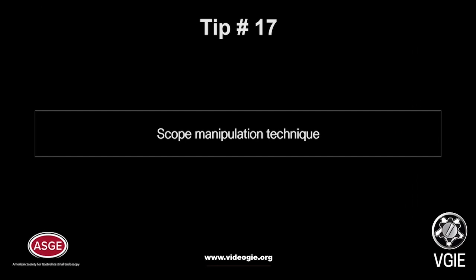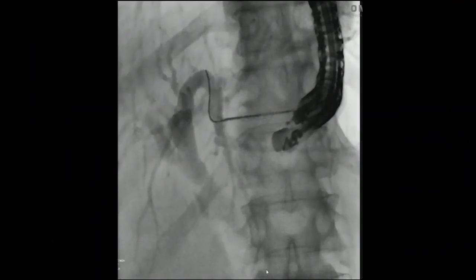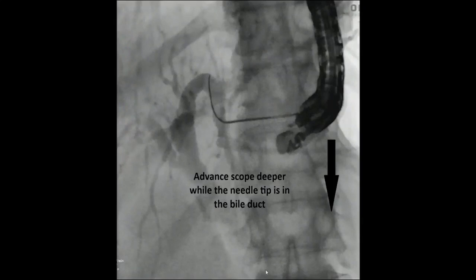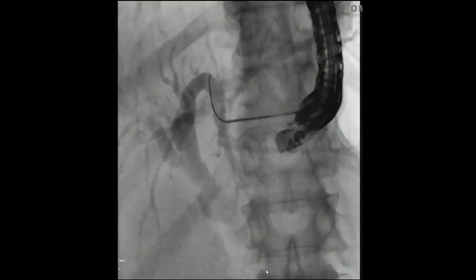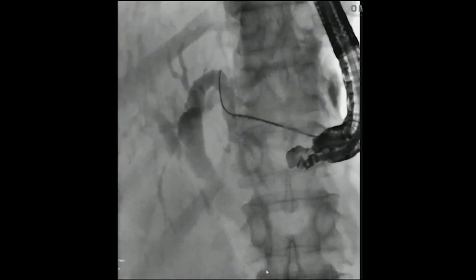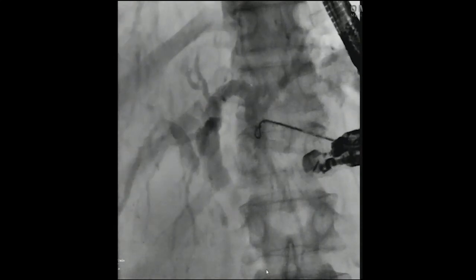Scope manipulation. In this case, despite getting the wire to turn towards the hilum, it could not be advanced. In such cases, while leaving the needle tip in the bile duct, the scope can gently be advanced deeper while turning the big wheel up. This changes the orientation of the needle and generally favors a direction towards the hilum.